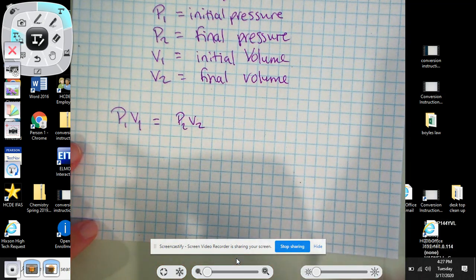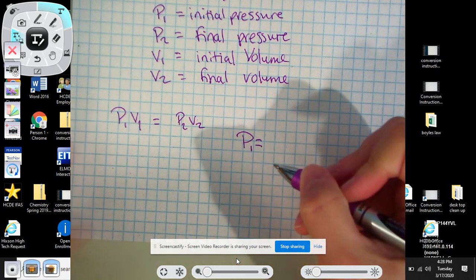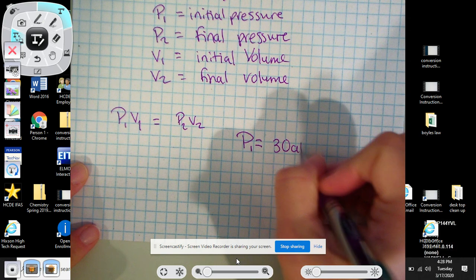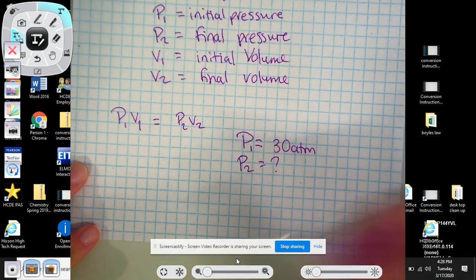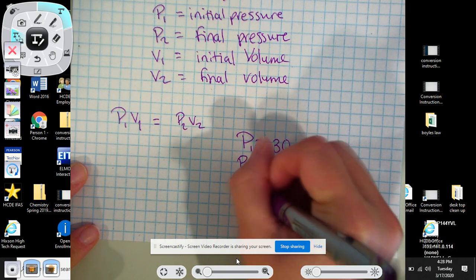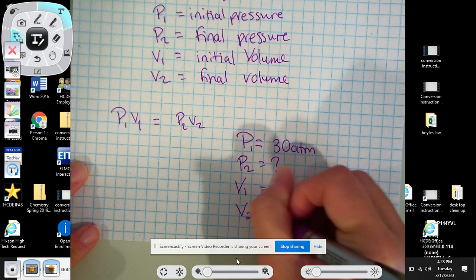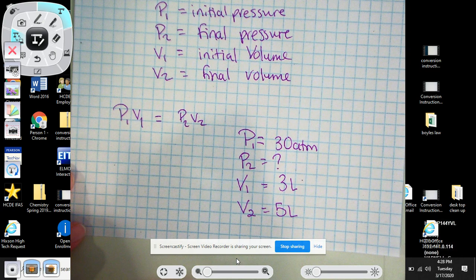And in this generic equation, I'm going to tell you that P1 is given, and P1 is 30 atmospheres. P2 is unknown. The initial volume is 3 liters, and the final volume is 5 liters. And what we're going to do, and I recommend just setting up your equation first, because if you start plugging numbers in and all that good stuff, you'll start confusing yourself.